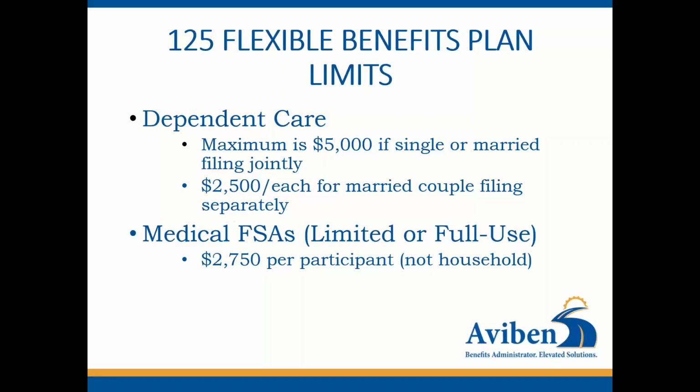Limits for the 125 flexible benefits plan for the DCAP or dependent care is you can contribute up to $5,000 if you are single or if you're married and file joint tax returns. If you are married and file separately, you can do $2,500 as the employee, and if your spouse has a dependent care FSA available to them, they can do $2,500 as well. And then the medical FSA, and that's the limited or the full use med FSA, you can do up to $2,750 per participant. And like I said, this is not household. So if your spouse has an FSA available to them through their work, they could also do $2,750.